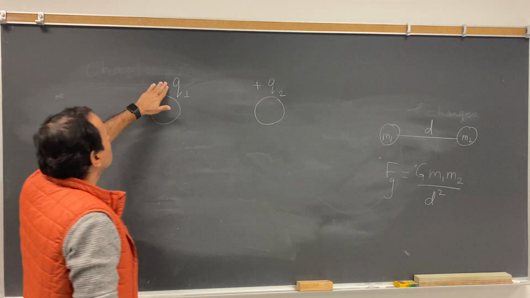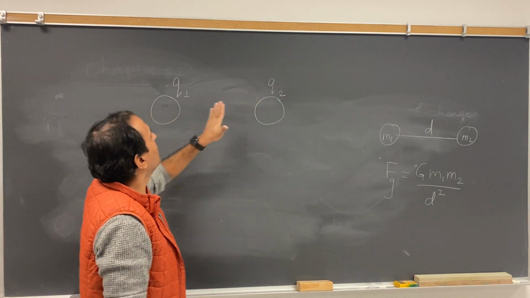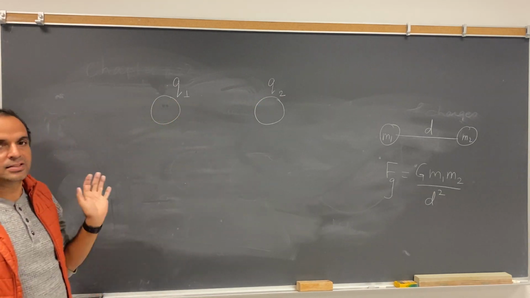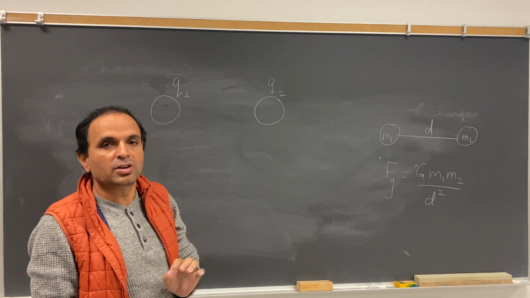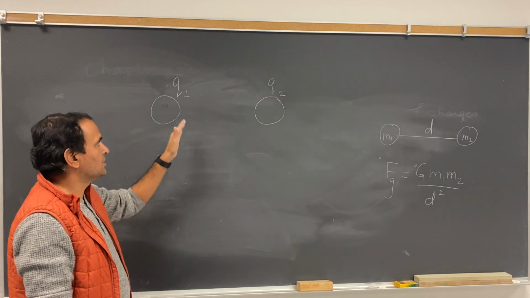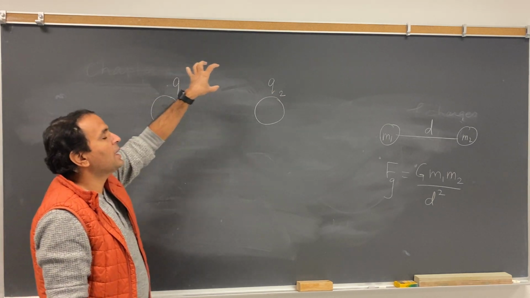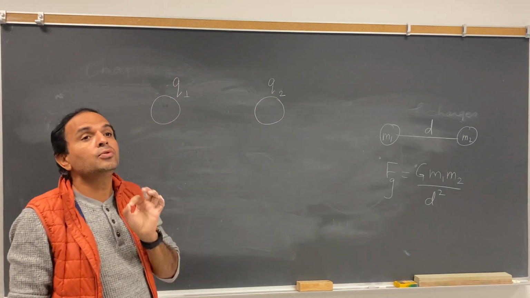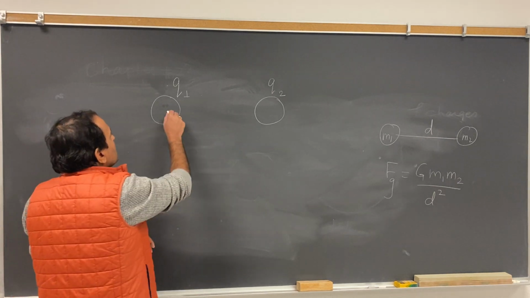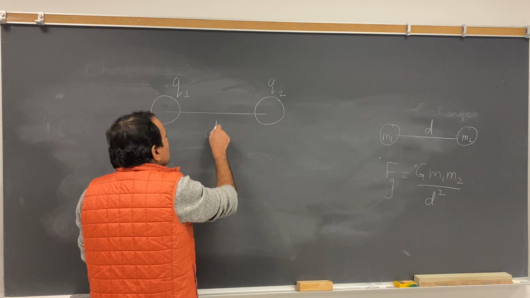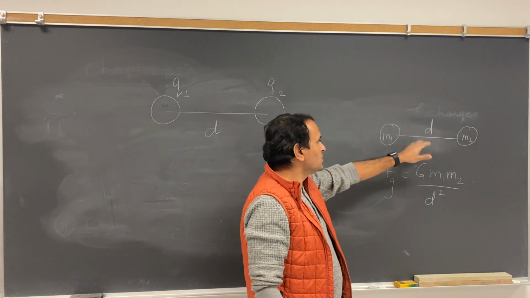Now let us suppose I have two charges, I don't care plus or minus, because I said attractive and repulsive are both possible. It depends on the nature of the charge. So I have two charges, Q1 and Q2, and there is a force between these two charged objects. Let us consider the distance between them is d, same as with the gravitational force.